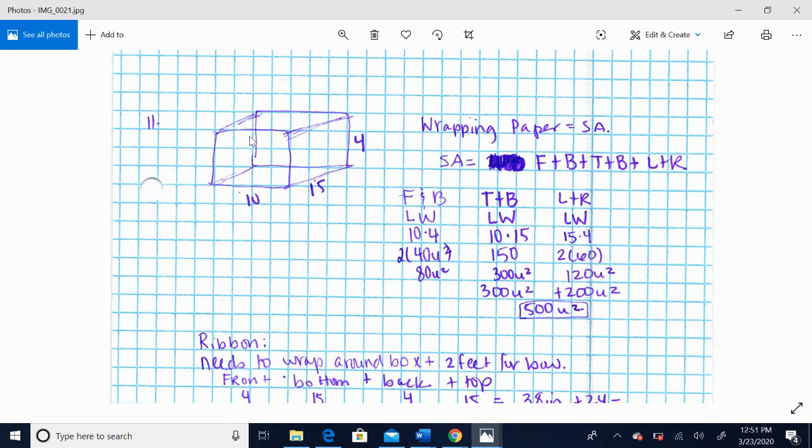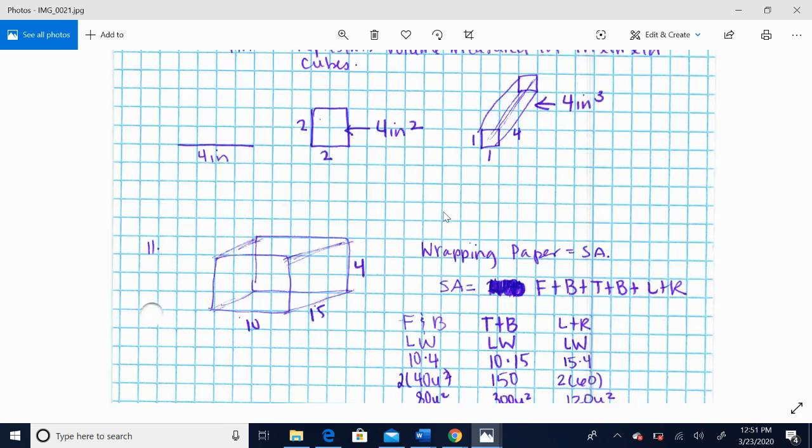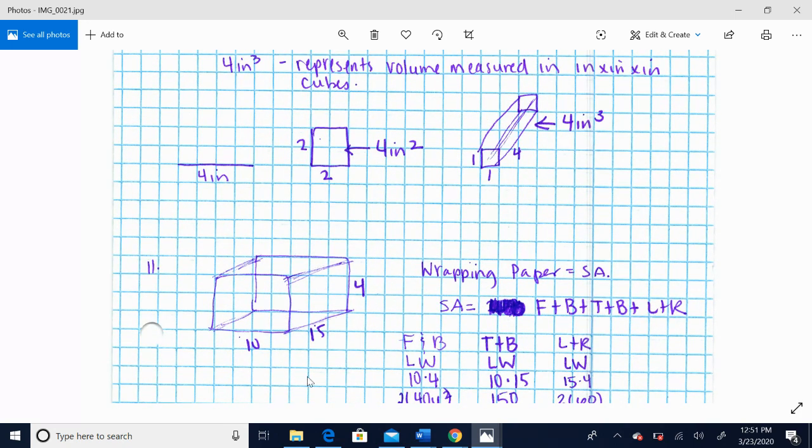Okay. So it also asks us for what would be the largest volume that we could be holding in this present. So if I scroll down to this, I look at length times width times height, because I do have a box here. I would be looking at 150 times 4, which should be about 600 inches cubed, or 600 cubic inches.